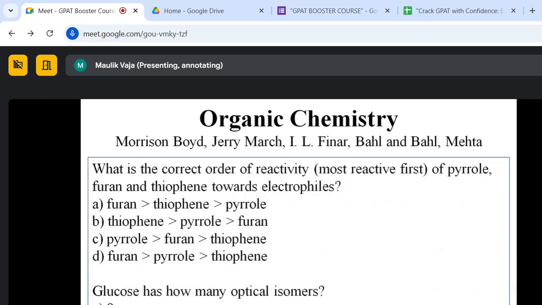Then another question is, what is the correct order of reactivity of pyrrole, furan, and thiophene towards electrophiles? This is a somewhat tricky question. Can anyone answer? Pyrrole, furan, and thiophene.